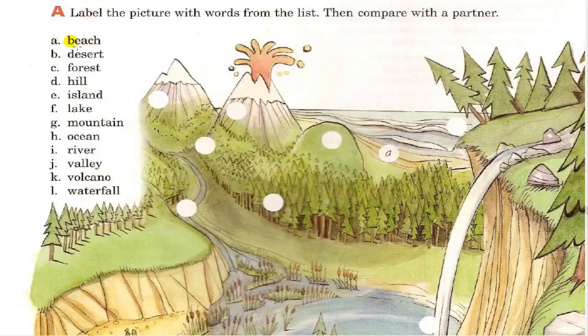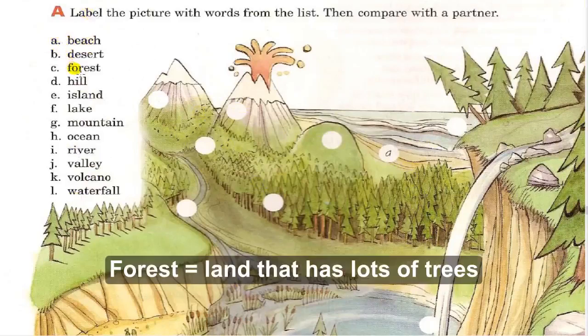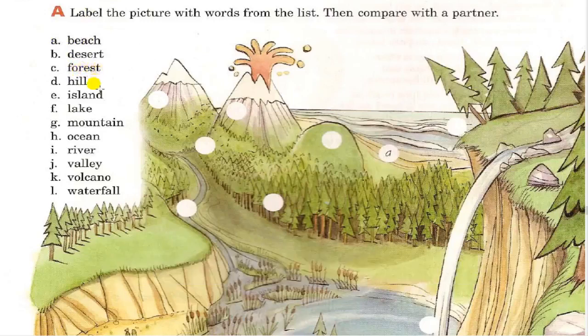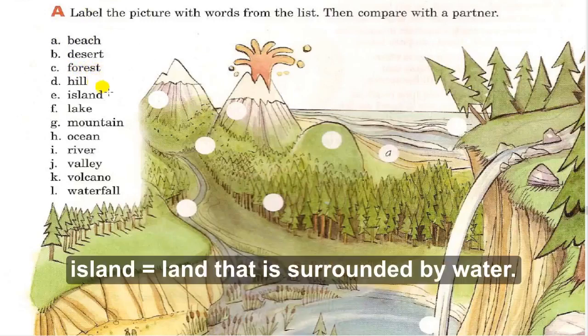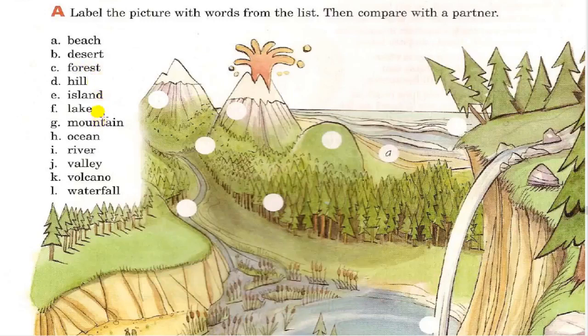The words: A, beach. Desert. Forest, land that has a lot of trees. Hill, less than 1,000 meters high. Island, land surrounded by water. Lake, like Nasser Lake. Mountain, higher than a hill, more than 1,000 meters high. Ocean, like the Atlantic Ocean. River, like the Nile, the Mississippi, the Amazon River.